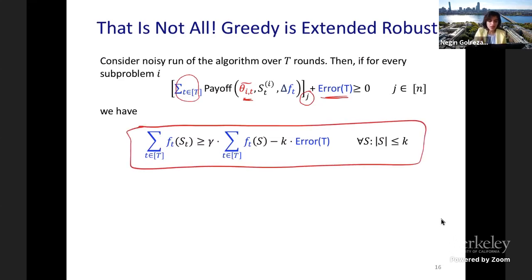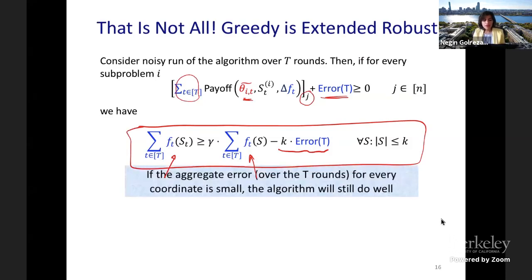And what is this? This is what your algorithm gets. This is gamma times what the optimal gets. This is kind of the benchmark, because S can be any set, including the optimal. And this is kind of the regret part. This is how far you are going to be from the benchmark. At a high level, it means that if the aggregate error over T runs for every coordinate is still small, the algorithm is still going to do well. In other words, the error again is not going to propagate.